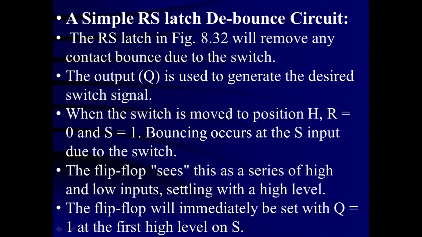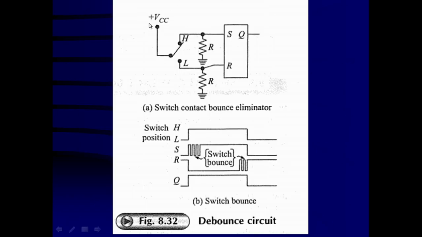When the switch is moved to position H, R is 0 and S is equal to 1. Bouncing occurs at the S input due to the switch. The flip-flop sees this as a series of high and low inputs, settling with the high level. The flip-flop will immediately be set with Q equal to 1 at the first high level on S. So how it works, we can see through the figure here.